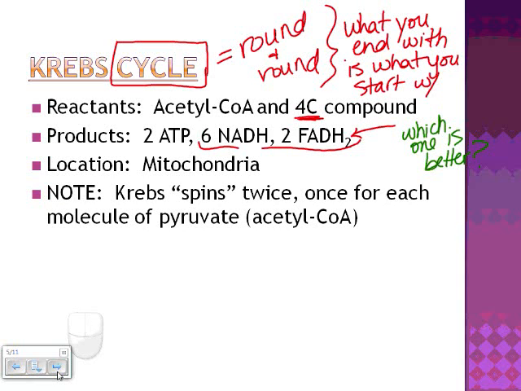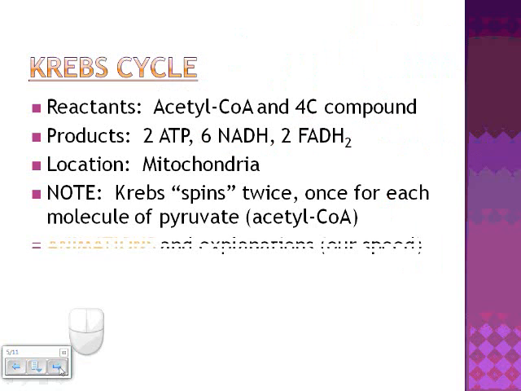And the Krebs cycle is going to happen twice. Because if you remember, we ended with 2 acetyl-CoAs in the transition stage. 2 pyruvates went in, 2 acetyl-CoAs came out. So now we have 2 acetyl-CoAs that are going to go into the Krebs cycle. 1 acetyl-CoA is going to go in and go around once, and then the next one is going to come in and go around once. So Krebs cycle happens twice.